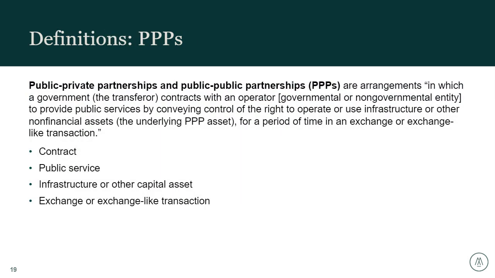Here's the definition of a PPP. It's an arrangement in which a government, the transferor, contracts with an operator, a government or a non-government entity, to provide public services by conveying control of the right to operate or use infrastructure or other non-financial assets for a period of time, again, in an exchange or exchange-like transaction. The key components: you have a contract and agreement in place, providing public service, it's an infrastructure or similar type of capital asset, and it's an exchange or exchange-like transaction.